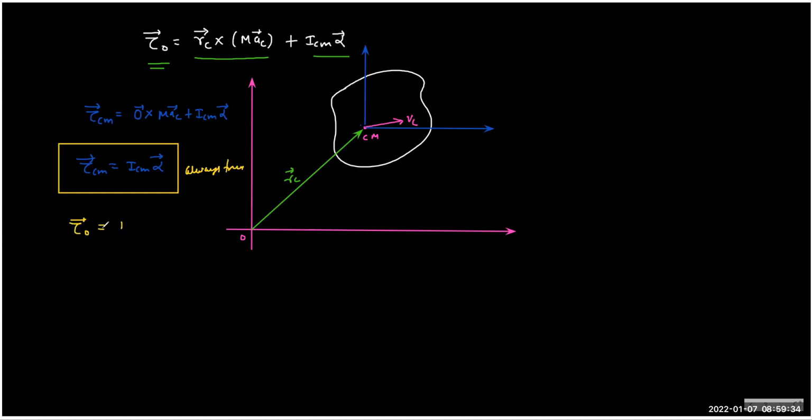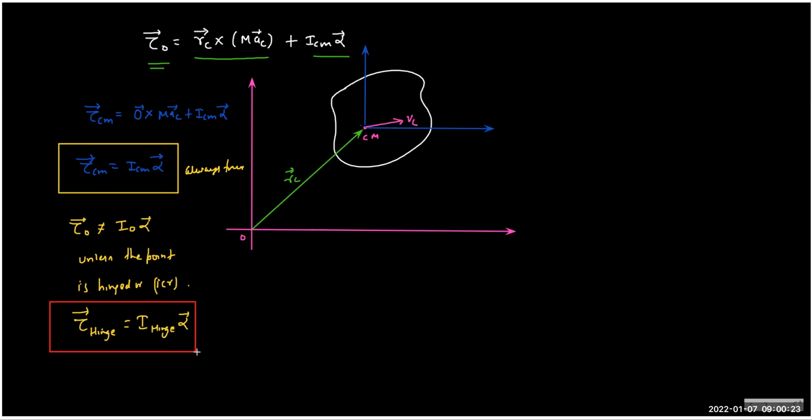Torque about any point is not equal to I about that point into alpha, unless the point is hinged or the ICR. Understood. So in that case you have a choice, and you can apply that formula. Torque about a hinge is equal to I about the hinge into alpha, but the center of mass relation is true always. So the only possibility is that it should be a hinge.